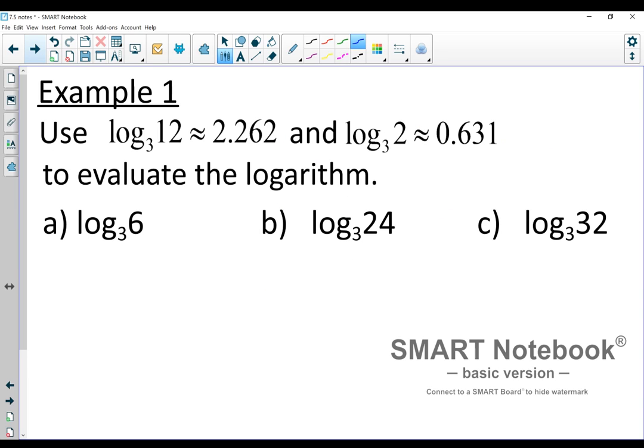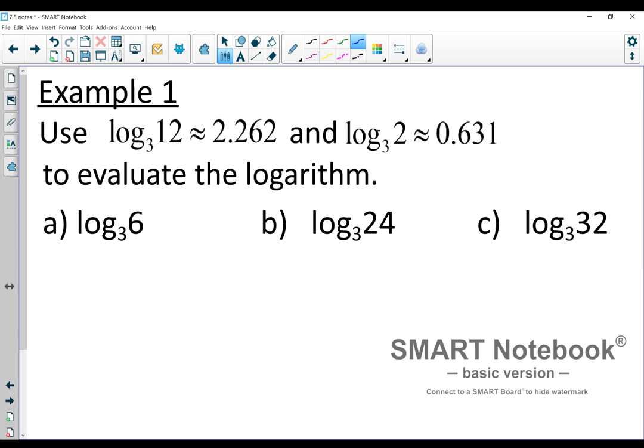First, we're just going to play around with those log properties. In part A, we're going to take log 6, and figure out how to make that using log base 3 of 12 and log base 3 of 2. So we're going to be using these log properties and just practicing them by working with numbers.